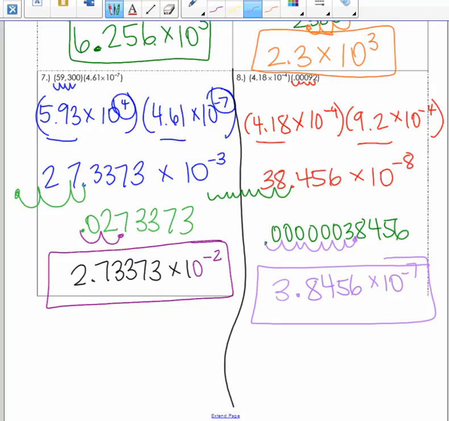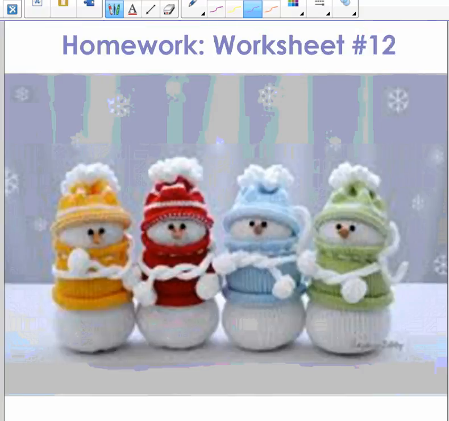Okay, homework tonight is worksheet number 12. You can come up and get that when you show me your completed notes, and then you can spend the remainder of the period working on that.